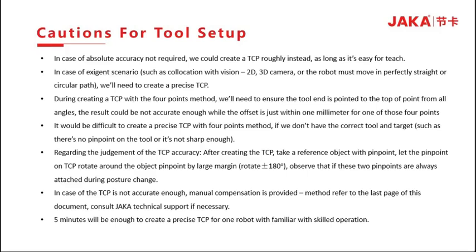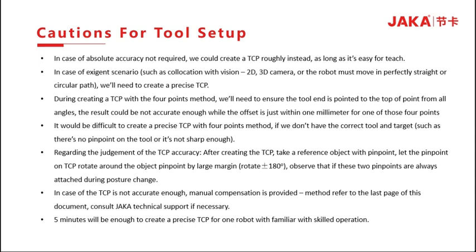Let's go through the cautions for the tool setup. First, in case absolute accuracy is not required, we could create a TCP roughly, as long as it's easy to teach. Second, in an exigent scenario, such as a collaboration with a 2D or 3D camera, or when the robot must move in a perfectly straight or circular path, we'll need to create a precise TCP.